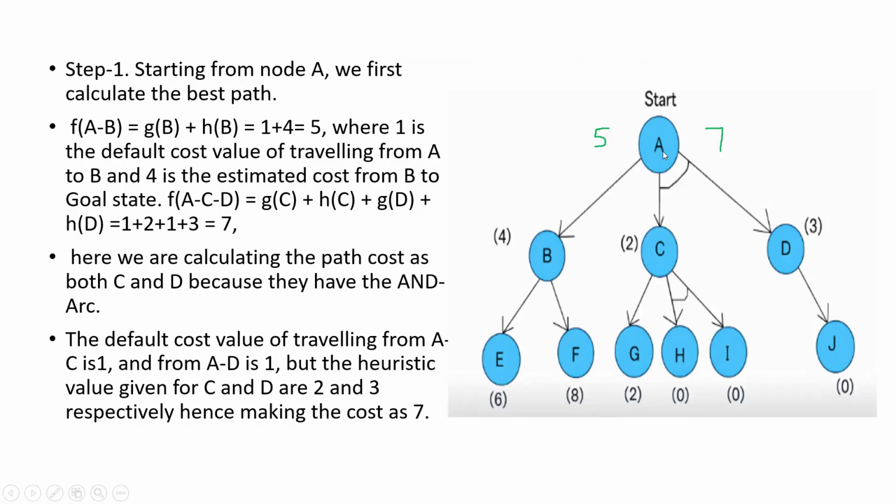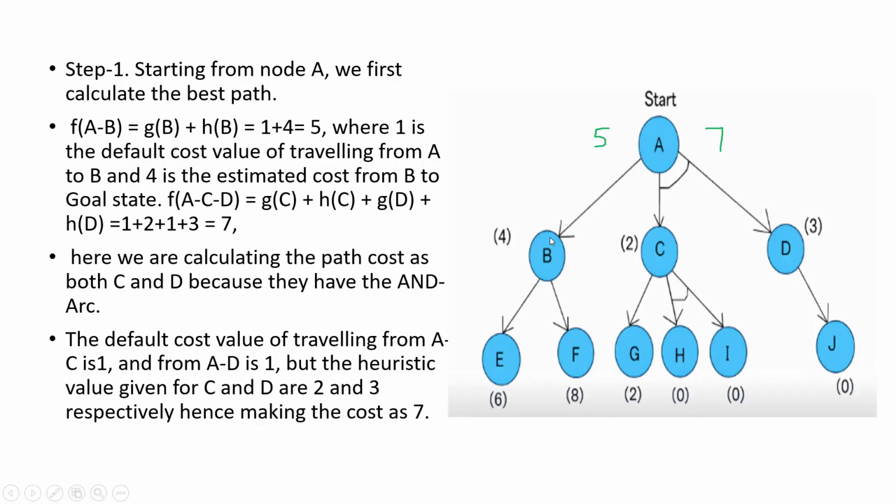Always start from the root node. From A, you can see the paths A to B, A to C, and A to D. But we can't take C separately and D separately. This is called the AND arc, so you can take A to B, and A to C, D together. Like that, combined only, you can take.